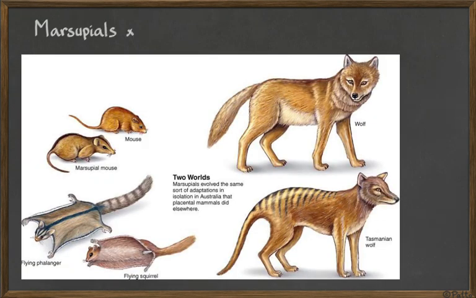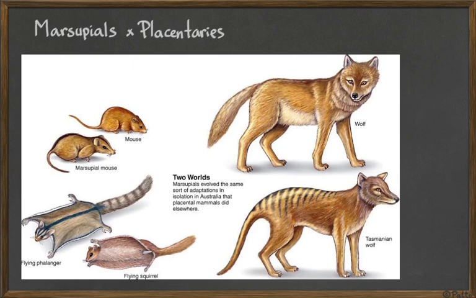Okay, a few other examples: marsupials and placentals. We have marsupials in Australia. We have placentals almost everywhere on the planet, and we have examples of organisms that are not very different, but have quite different origins. One is a marsupial, the other one is a placental, but they have a similar body shape, occupying a similar niche, like the Tasmanian wolf and the wolf, like the marsupial mouse and the mouse, like the flying phalanger and the flying squirrel.